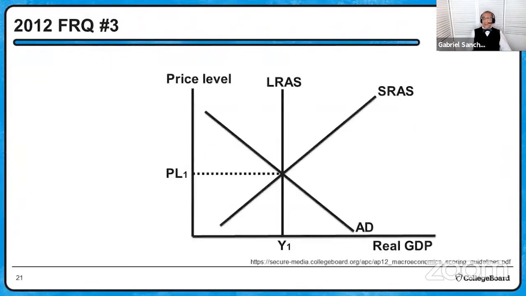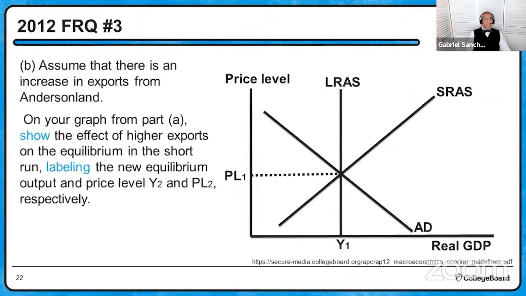All right, here's the graph. Again, price level, real GDP, long run, short run, aggregate demand, PL1, Y1. We showed the labeling that they wanted. We've done everything that they've wanted right here. All right. Part B: assume that there's an increase in exports from Anderson-Land.